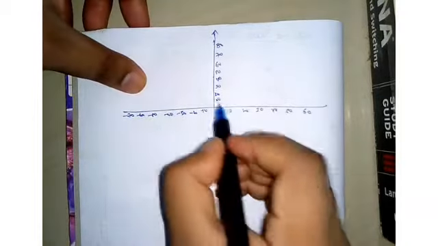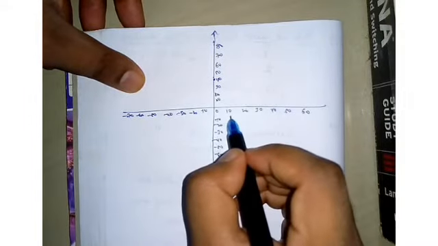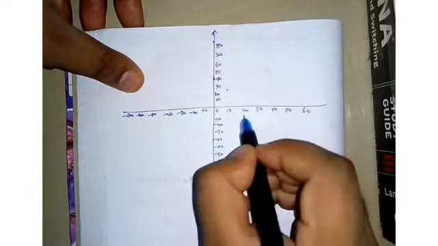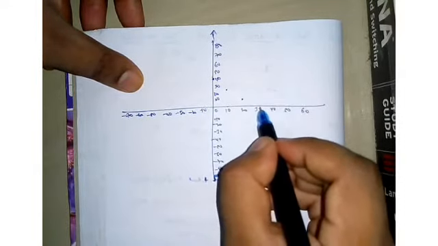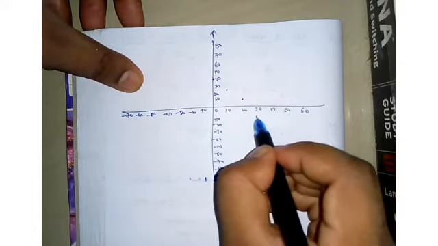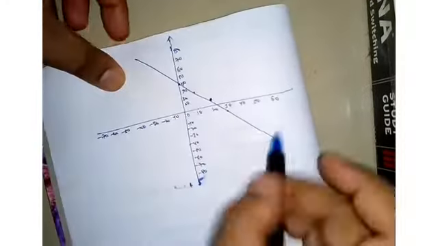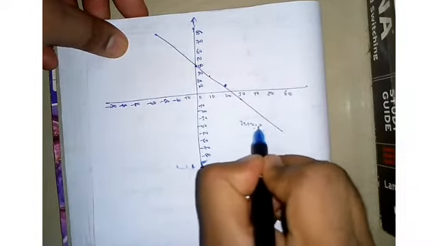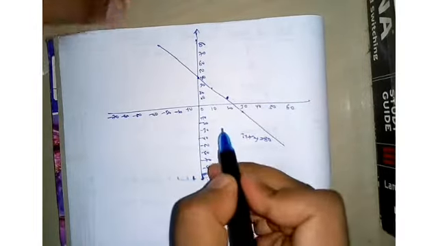is 0 comma 40, this is the point. Next is 10 comma 25, somewhere here, and 20 comma 10, 30 comma minus 5, so here. Now if you join these points, you get a straight line. This is 3x plus 2y is equal to 80, and let's plot the second line.